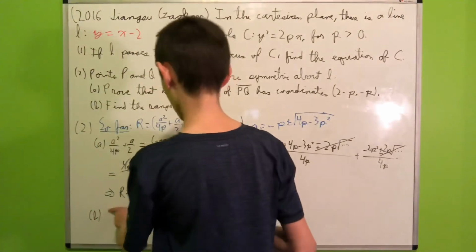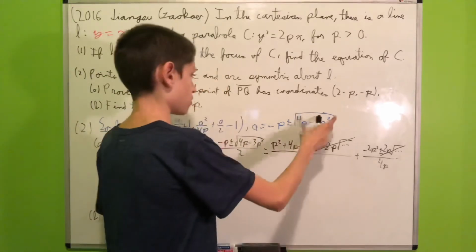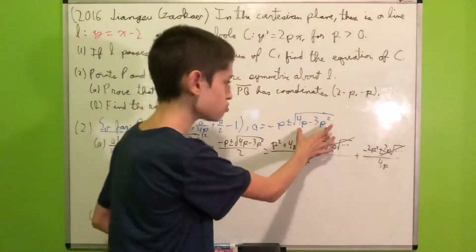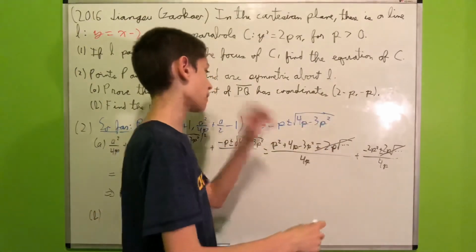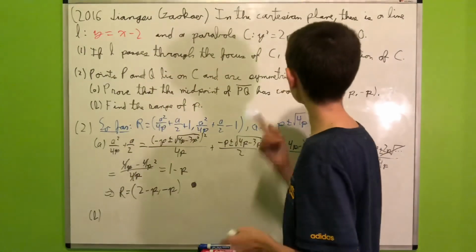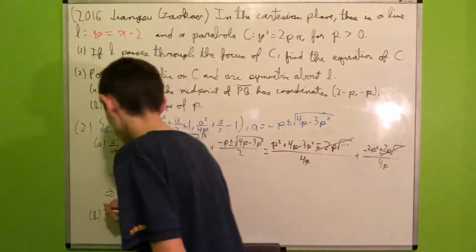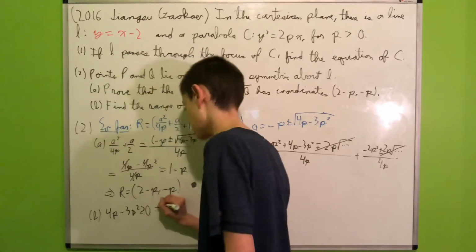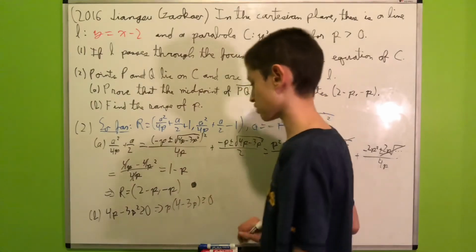So part B is, well, we want to find the range of possible values of p. And, well, for a to exist, for a to be real, the inside of the square root must be greater than or equal to 0. Because if it's negative, this thing is going to be complex, and a is going to be complex. But a is the coordinate of a point in the real plane, meaning it just can't work. Okay, so we get that 4p minus 3p squared must be greater than or equal to 0, which means that p times 4 minus 3p must be greater than or equal to 0.